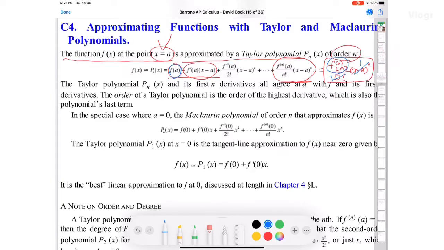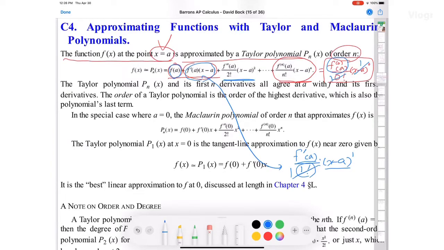So why is the second term this? I'm going to rewrite the second term here. By this formula, the second term is going to be the first derivative of f at a. That means n is 1, right? That's why 1 factorial, then (x minus a) to the first power. But 1 factorial is just 1, right? So the second term is f prime of a times (x minus a) to the first power. That's why the second term is this.